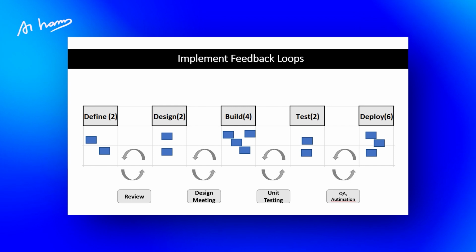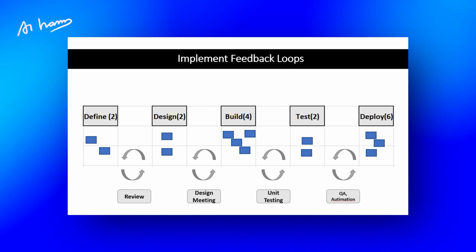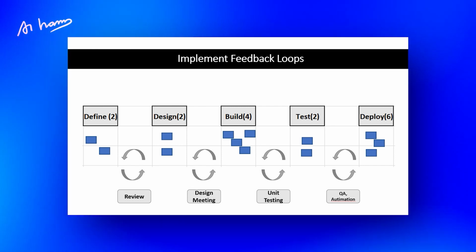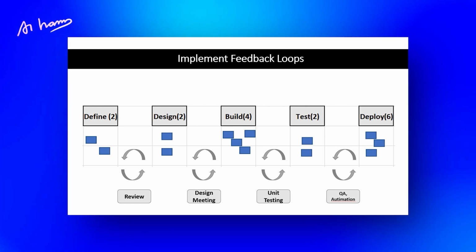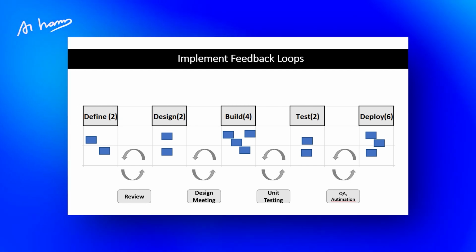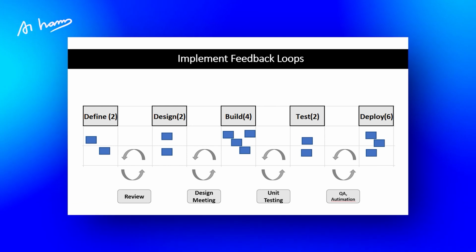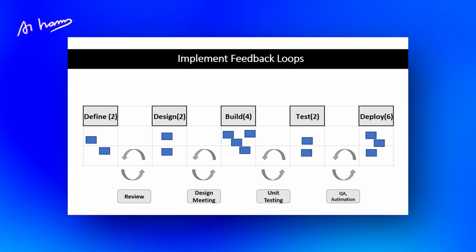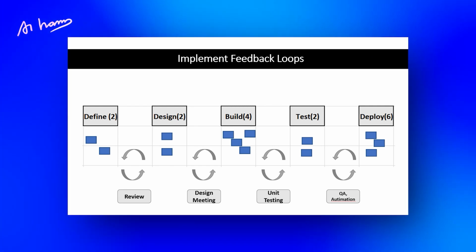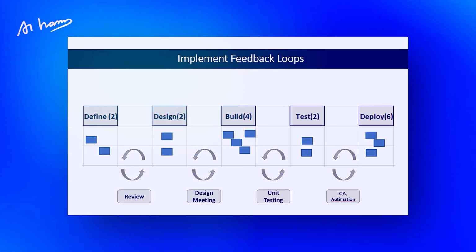Then from build to test, again there is a discussion between developer and tester. What unit test cases are written, what is the acceptance criteria, what is working, what is not working, what is the observation. So these discussions happen. Then from testing to deployment, we are ensuring that everything is going in. Customer comes back and gives feedback, okay, this is not working. So these are the feedback loops that Kanban implements.